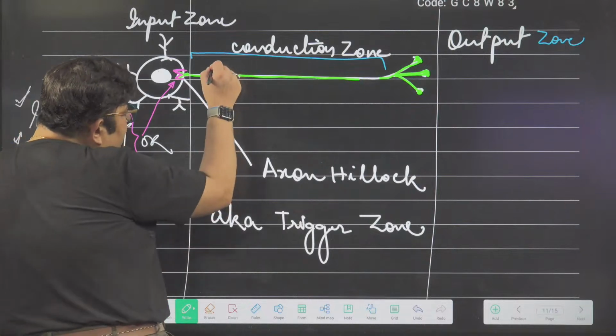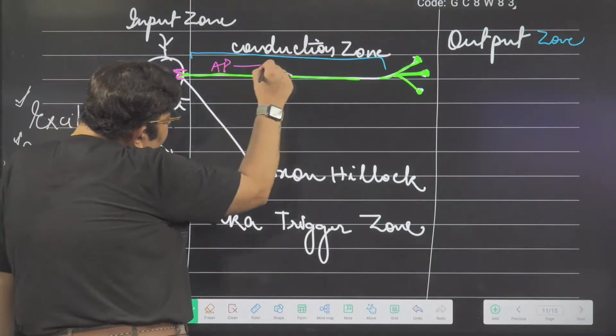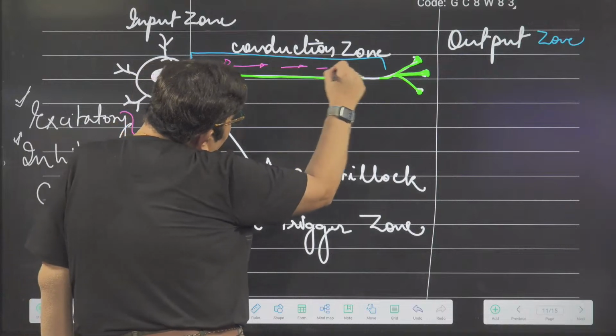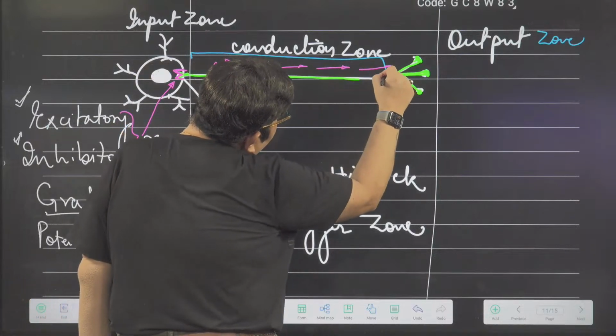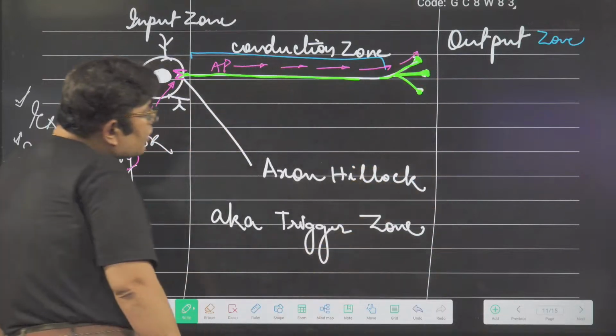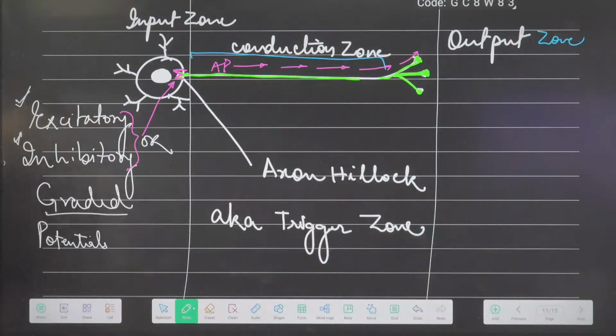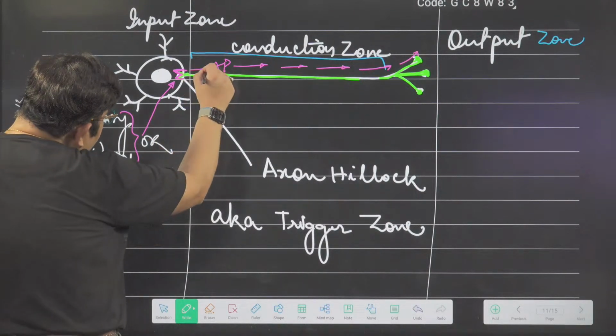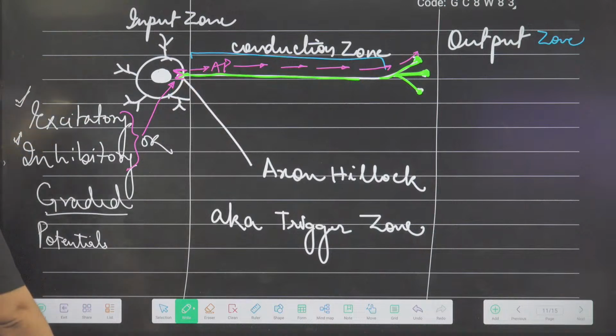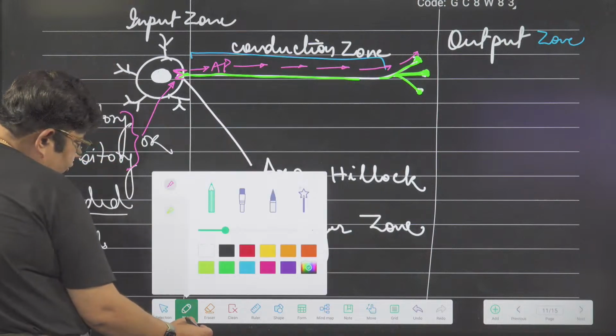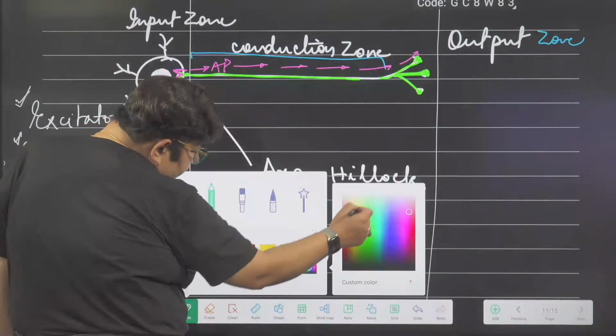We call it an action potential because it is a potential in action. It will not stop, like a bullet. Once it is triggered, it is triggered. Input zone, conduction zone, output zone, trigger zone. Input, output, trigger, conduction. Let me write the numbers.